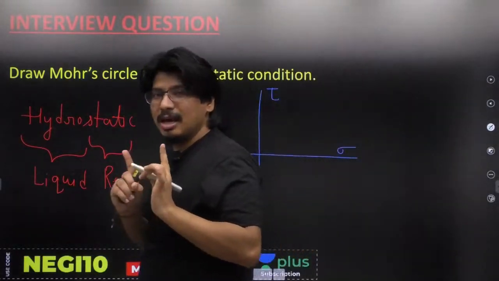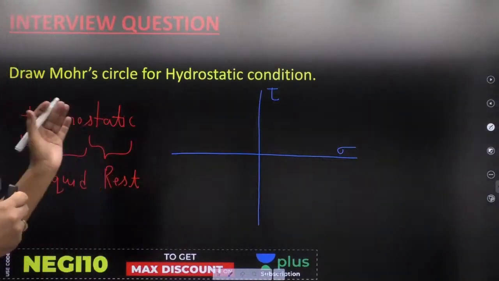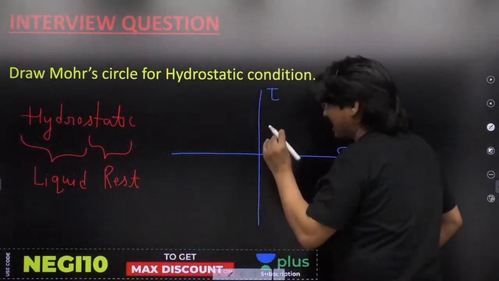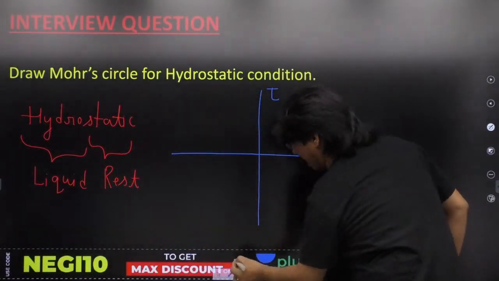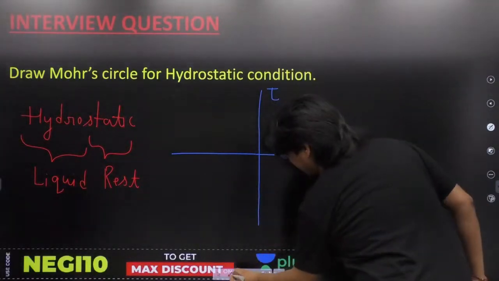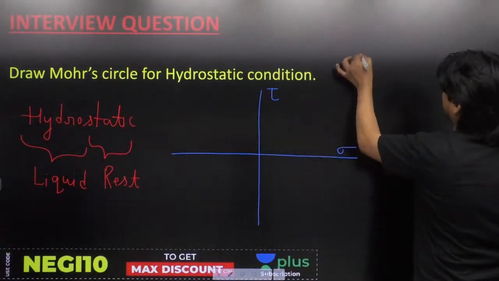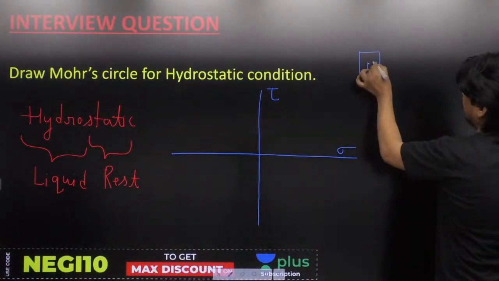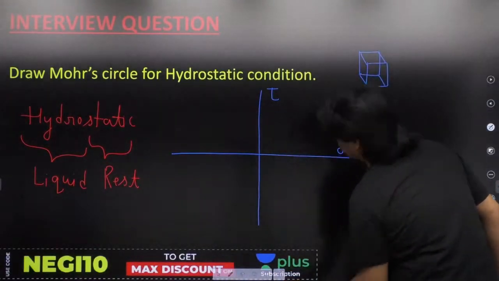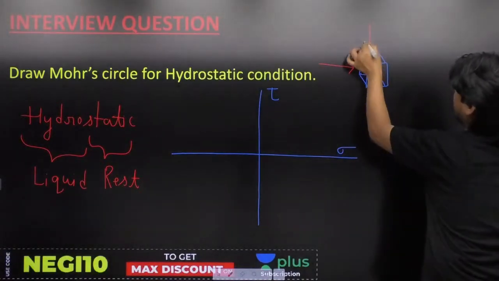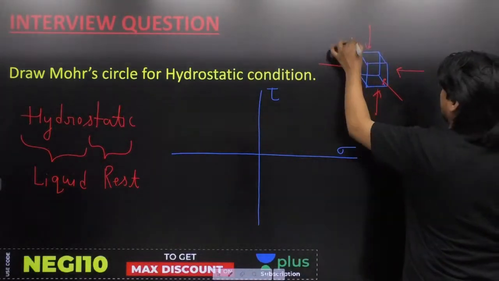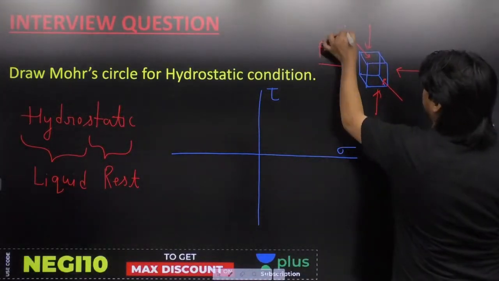What happens in this case? What happens in the case of hydrostatic? Do you remember, my friends? I will be telling you. Let us suppose I am taking one small fluid particle. On this very small fluid particle, we will be having the pressure P all around.